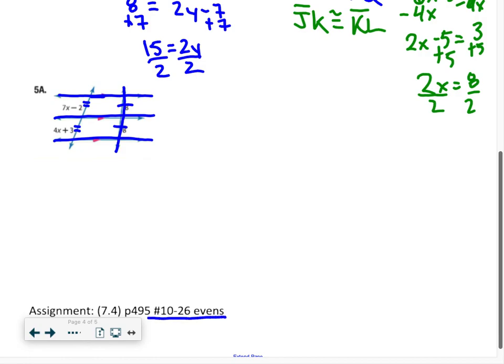And then your homework, guys, 7.4, page 495, 10 to 26 evens. So go ahead and work on that for the remainder of your time.